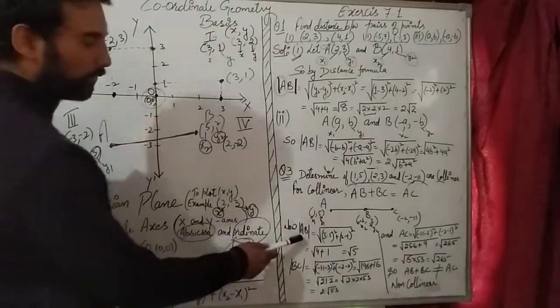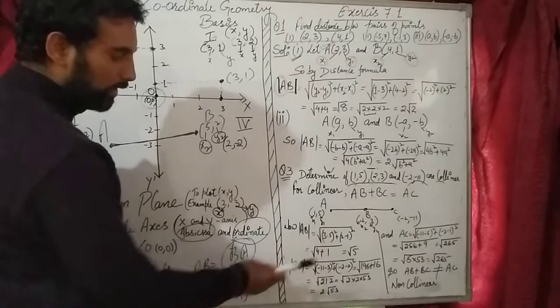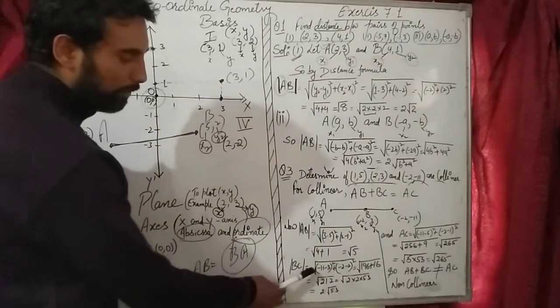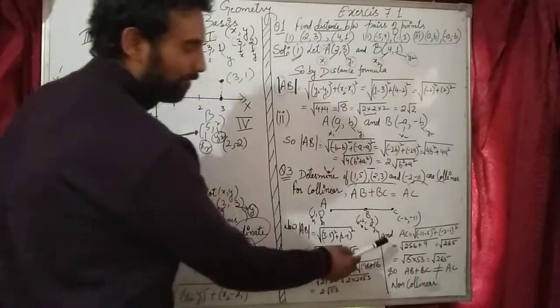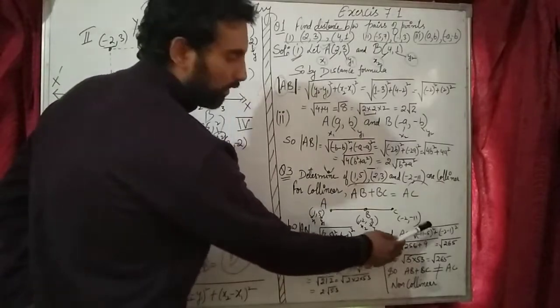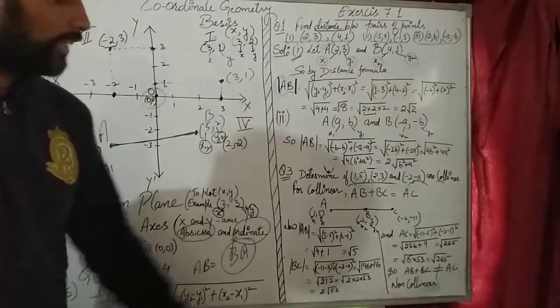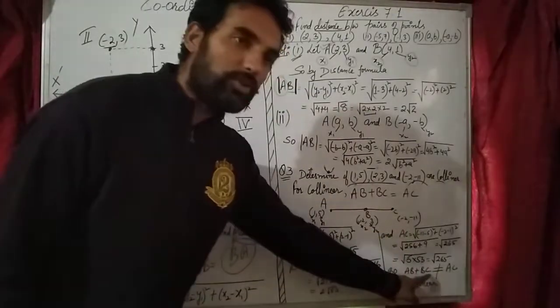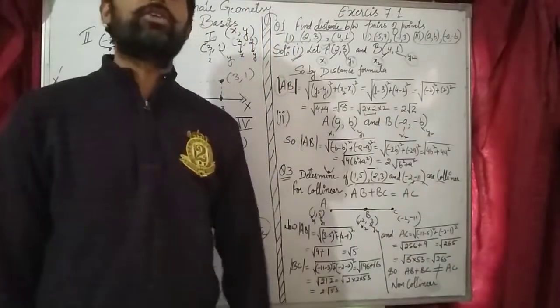So separately I find AB first. In the same way I find BC using the distance formula. The answer is this. In the same way I find AC. The answer is this. When I check it, AB plus BC is not equal to AC. It means the points are not collinear.